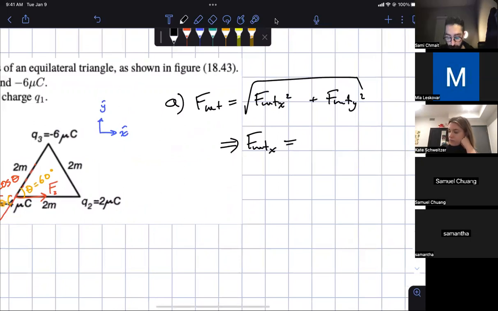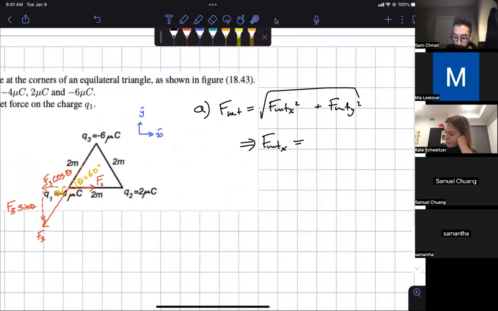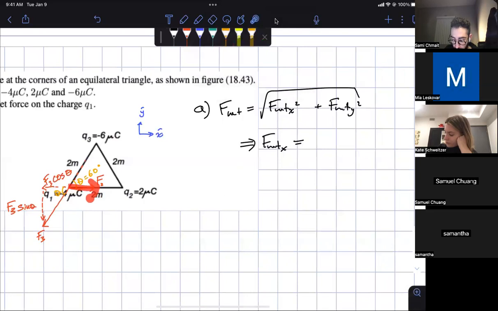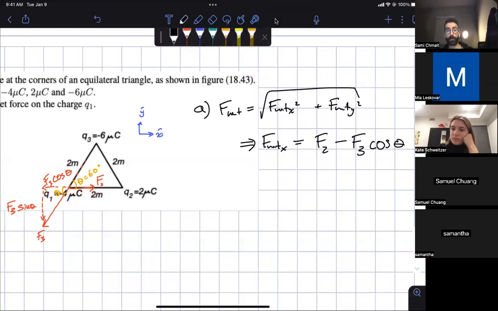So F net x. What's acting in the x direction? Well, simply we have this one, F2 in the positive x direction. So F2. But that's not it. We can also see that F3 cosine theta is in the negative x direction. Therefore, minus F3 cosine theta. Remember, with forces and fields, we don't plug in the negative, but rather we allow the direction of the vector relative to our coordinate system to tell us what is plus and what is negative. We define this as the plus direction. So therefore, F2 is plus and F3 is minus.